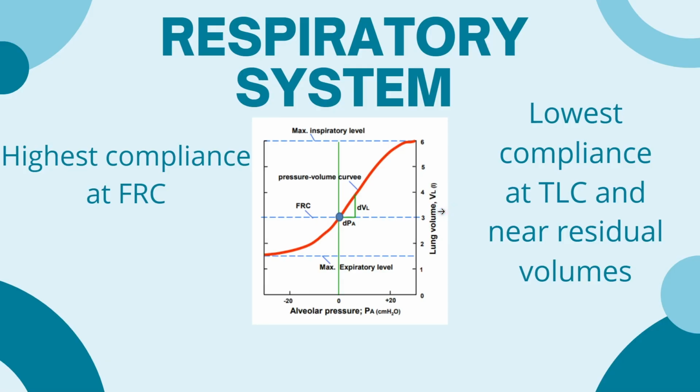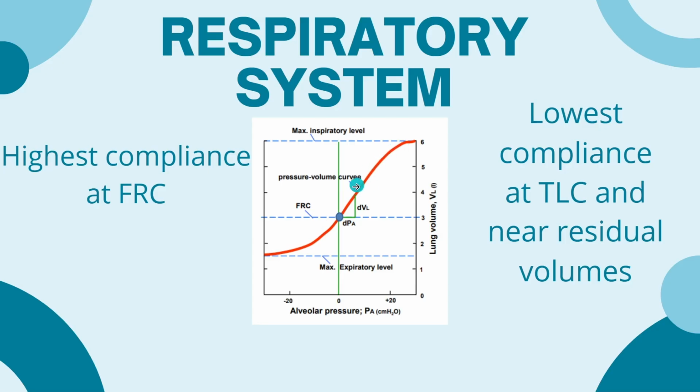Here is the compliance of the respiratory system, and as you can observe, the graph is steepest near the functional residual capacity, which is 3. This means that its compliance is highest at the functional residual capacity, with its compliance decreasing as you go both further up as well as lower down. So the closer you are to the total lung capacity, or 6, or the closer you get to residual volume, or 1.5, the compliance will decrease and decrease.